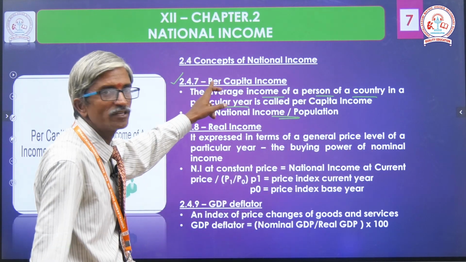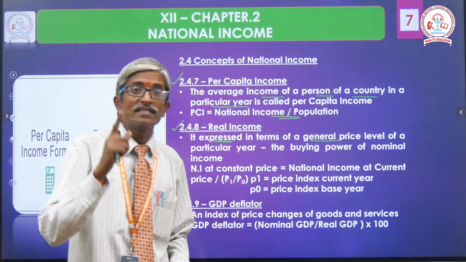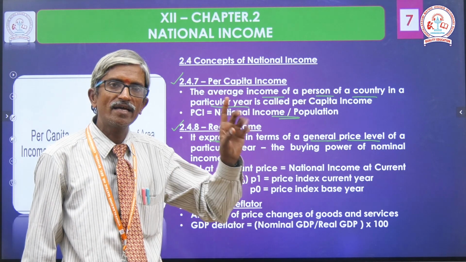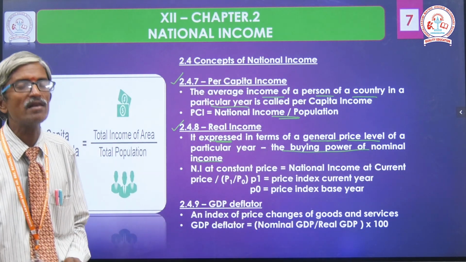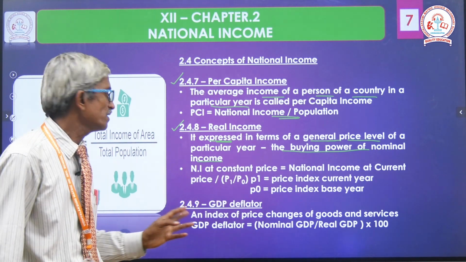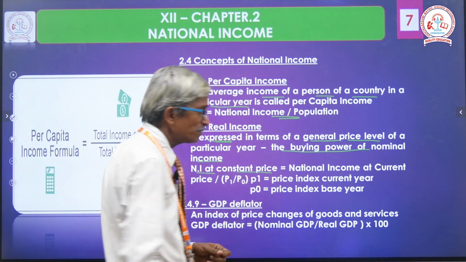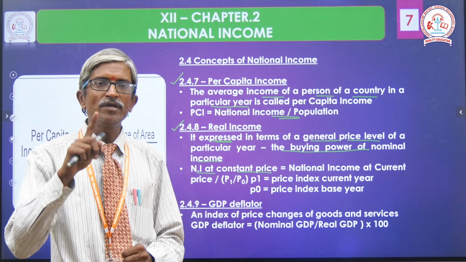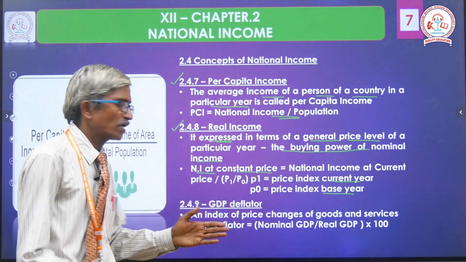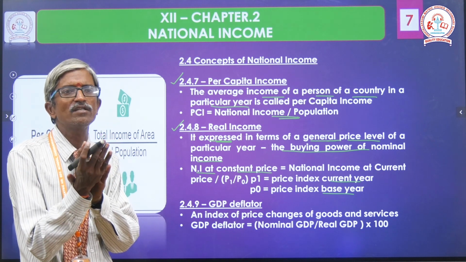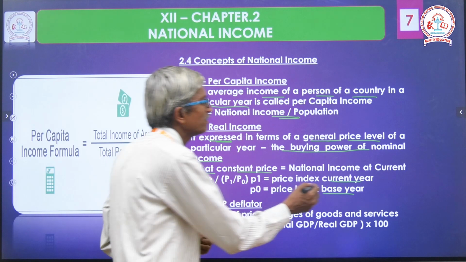Then real income. The difference between per capita income and real income is that it is expressed in terms of the general price level. Their average income here, general price level of a particular year. The buying power of nominal income is said to be real income. How much is spent? It includes a little lengthy but easy formula. NI means national income. National income at constant price equals national income at current price times P0 divided by P1. What is P1 here? Price index of current year by base year. Clear? So current year, what is a base year? How many years? 10 years minimum. Basically they take a minimum of 10 years like that. Whether the base year may be the second year or third year or fifth year or whatever, they will include there. So that will be mentioned under the base year.